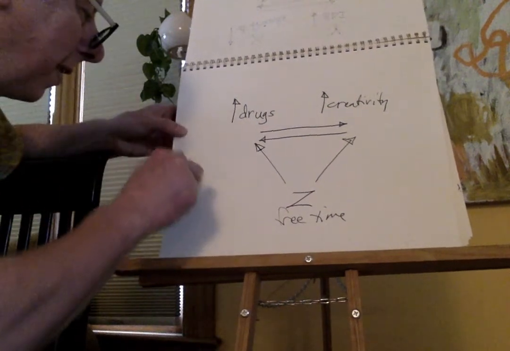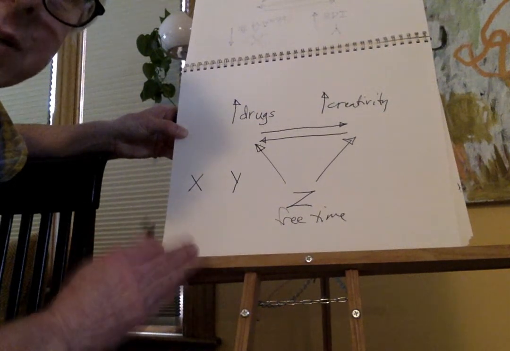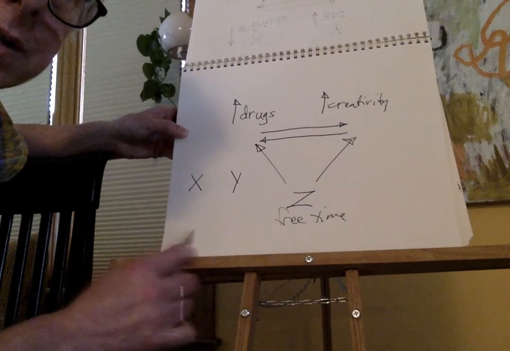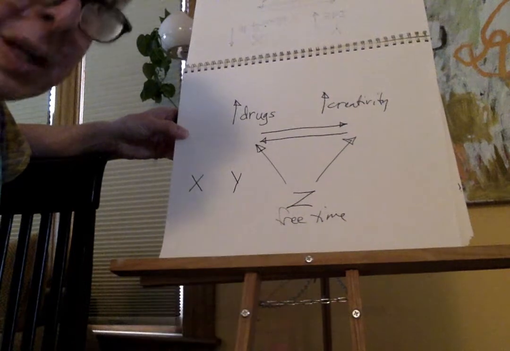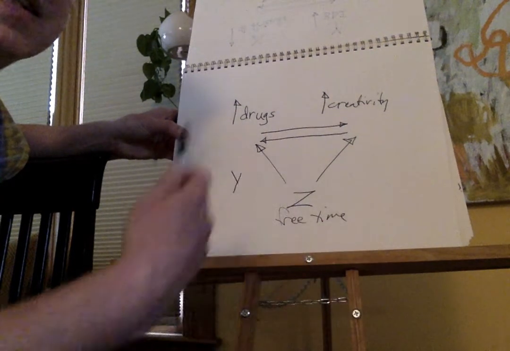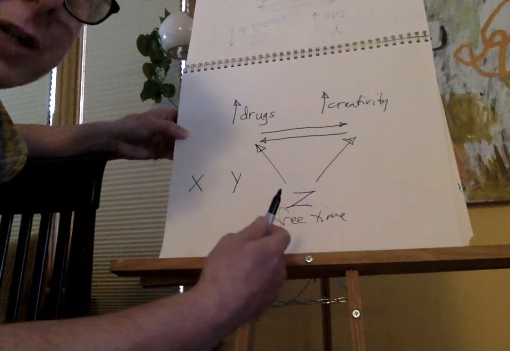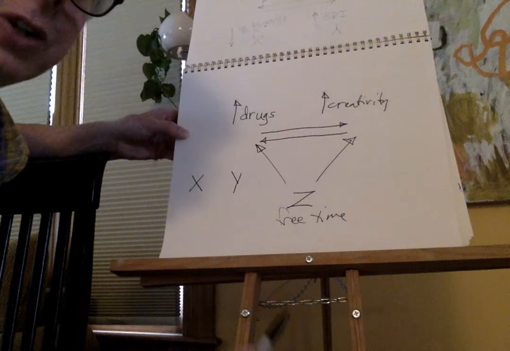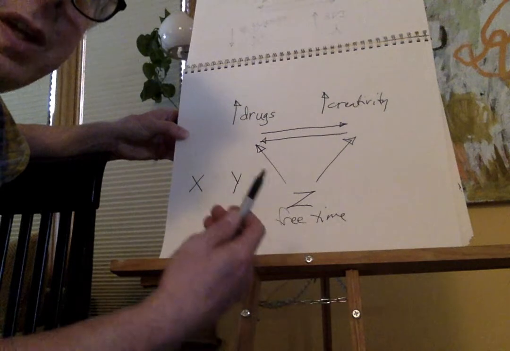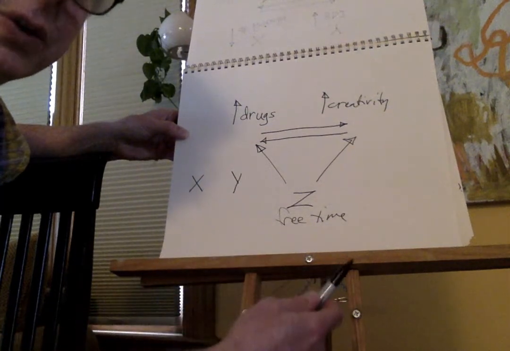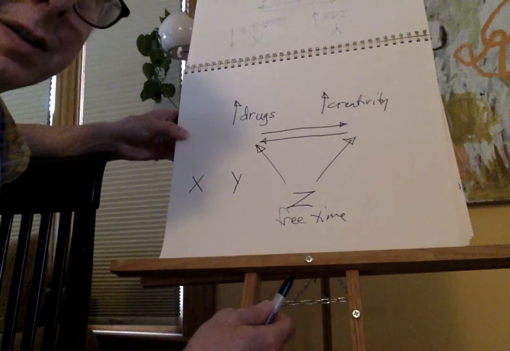If X causes Y, then you will see a correlation between the two. Listen carefully, okay? If X causes Y, you will see that they're going to be correlated. But it's not vice versa, right? If X causes Y, you will see a correlation. But just because you see a correlation doesn't mean that X causes Y. Let me say that again. If X causes Y, you will see a correlation. But just because you see a correlation doesn't mean that X caused Y.